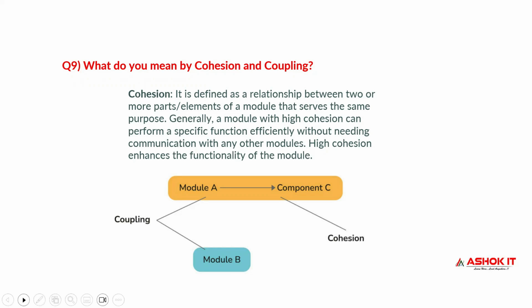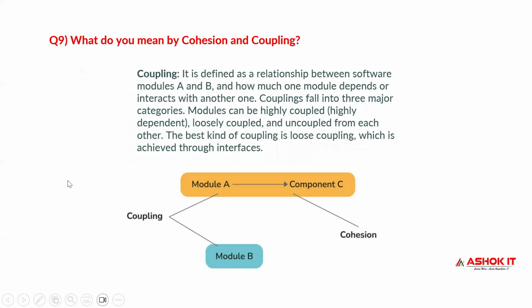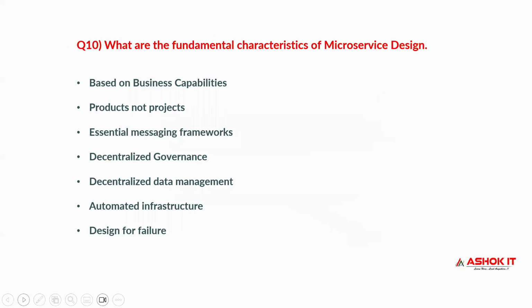Now we'll move to coupling. So what is coupling? It is defined as a relationship between software modules A and B. You can see the software modules A and B in the diagram, and how one module depends on or interacts with another. Coupling falls into three major categories. Modules can be highly coupled, like highly dependent, loosely coupled, and uncoupled from each other. The best kind of coupling is loose coupling, which is achieved through interfaces. Let's move to the next question now.